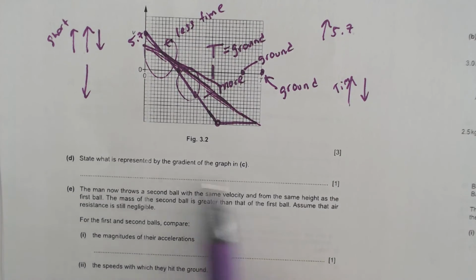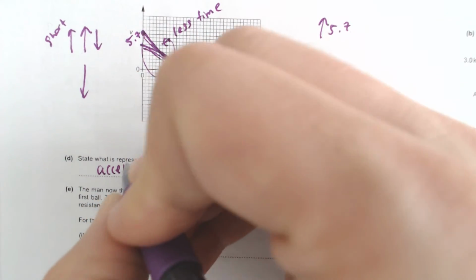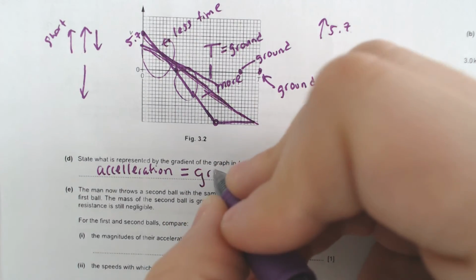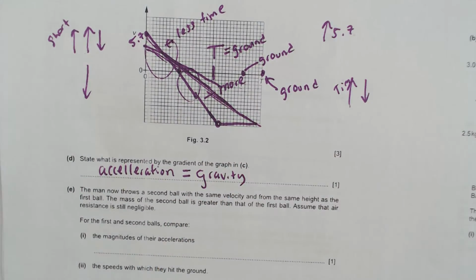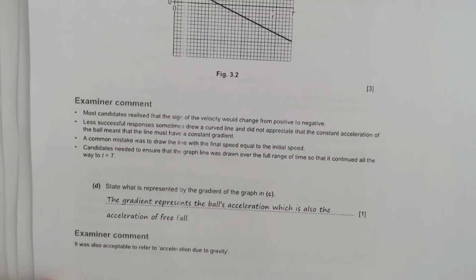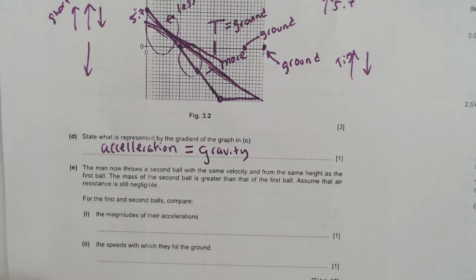State what is represented by the gradient. Hey, look at that. That would be represented as the acceleration, which is equal to gravity. The answer key says the acceleration represents the ball's acceleration, which is also the acceleration for free fall. Fancy.